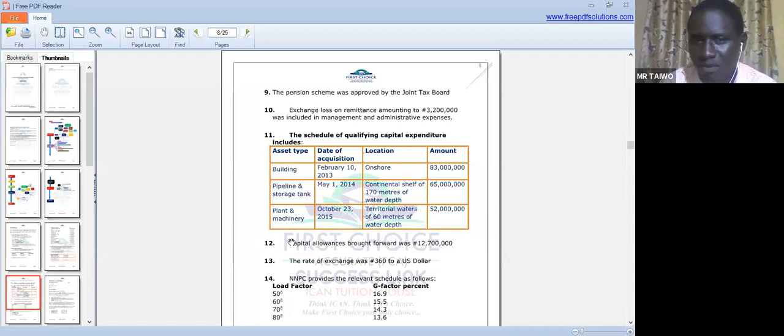Adjustment number 12. They said there was a capital allowance brought forward of 12.7 million. I adjusted the solution because the one they had in the Pathfinder, they made a mistake in it. They did not adjust for this capital allowance brought forward. It has to be adjusted. Please notice 12.7 million. That's what it was adjusted alongside.